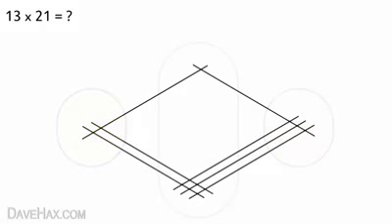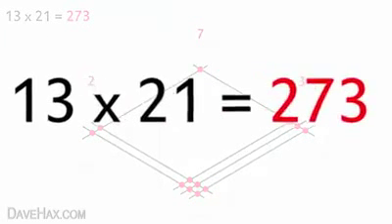Then starting from the right-hand zone, we need to count how many times any of the lines cross. In this case 3. We write that here and move on to the next zone. So again, we count how many times the lines cross, 1, 2, 3, 4, 5, 6, 7, and write it at the top. Then move on to the last zone and do exactly the same again. 2. So we have 2, 7, 3. And that gives us our answer. 13 times 21 is 273.